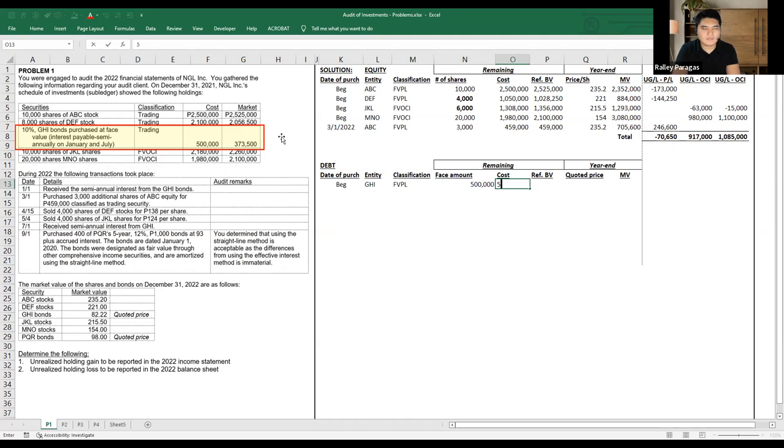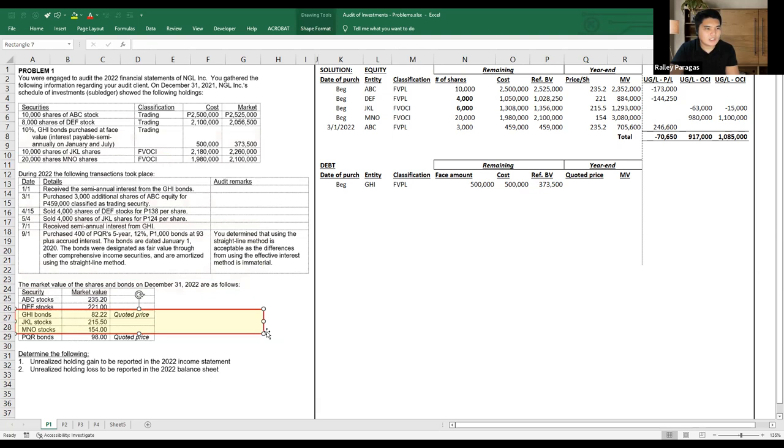Okay? Ayan. In terms of the reference book value, since FVPL to, same case with the FVPL ng mga equities natin, okay? The reference book value would basically be our previous market value. So in this instance, meron tayong previous market value dito, 373,500. Okay? Sige, lagay na rin natin yung quoted price dito. Kunin natin sa ilalim. So for GHI, yung quoted price natin is 82.22.